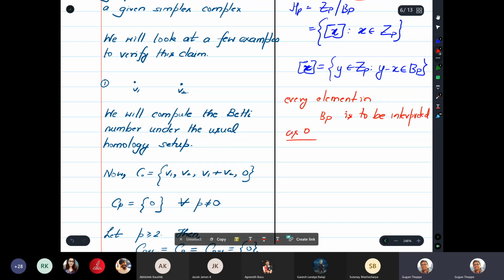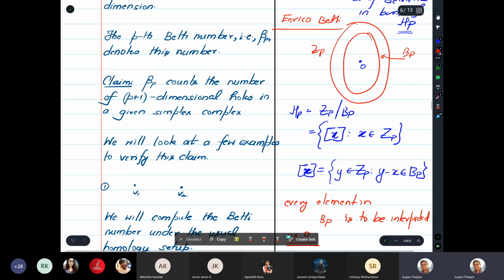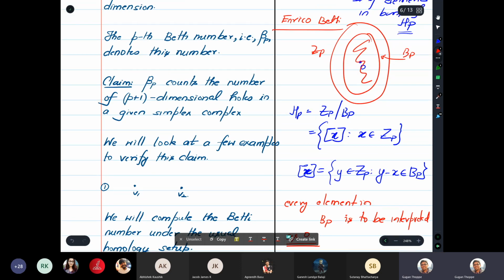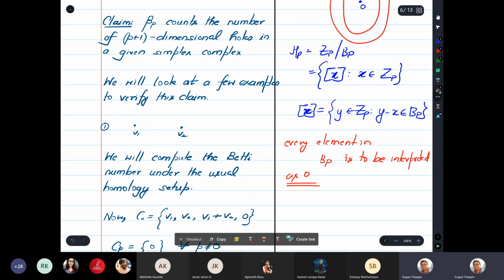as 0. So whenever we are taking the quotient with BP, all the elements in BP, we will think of them as being one and the same, and we will interpret them as 0. Let me now try to prove why that is the correct interpretation.